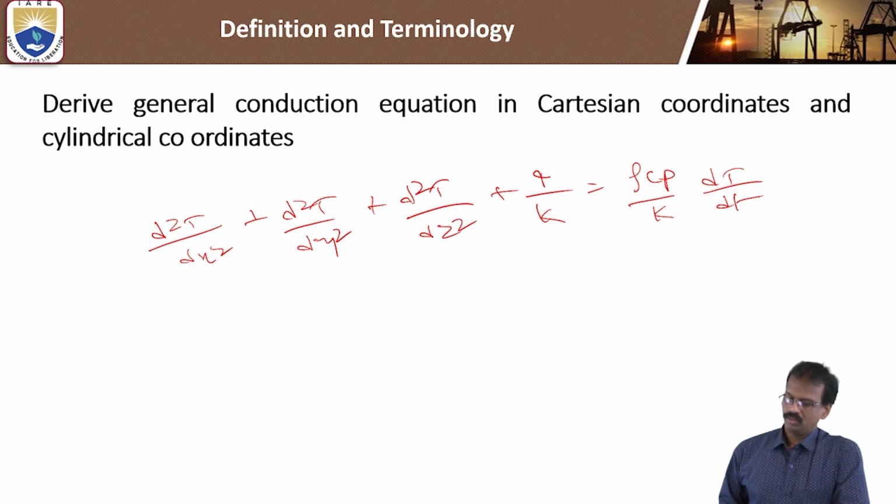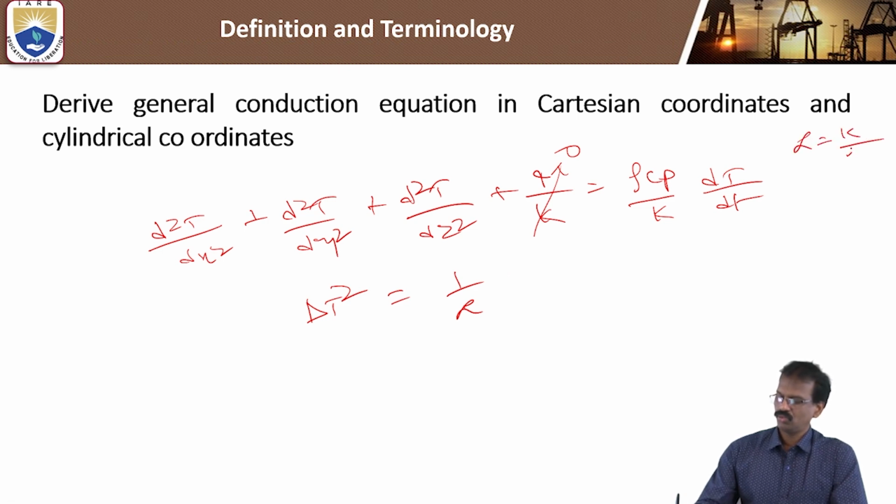So if you consider that the energy generation is negligible, then the formula is del square T is equal to rho cp by k, you can write like this. This is 1 by alpha. 1 by alpha is nothing but the inverse of diffusivity. Diffusivity is equal to k by rho cp. You know this one, in previous classes also I explained this one. 1 by alpha into dT by dt.